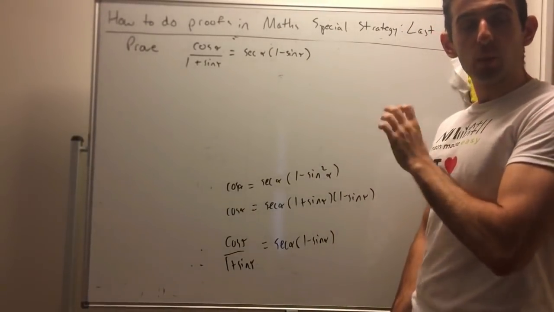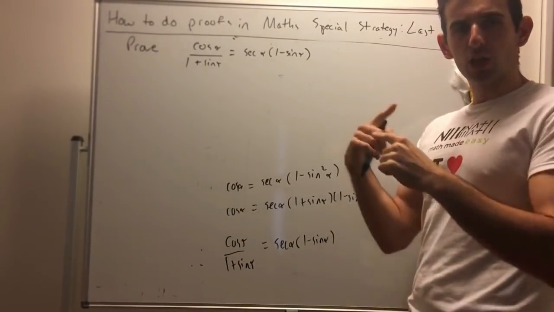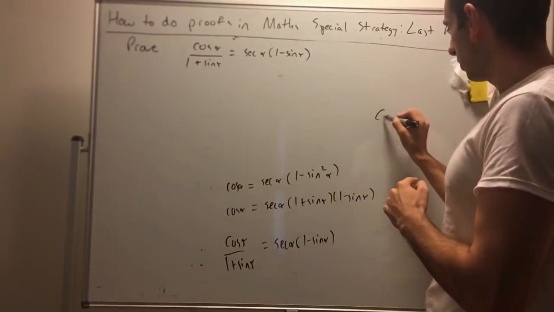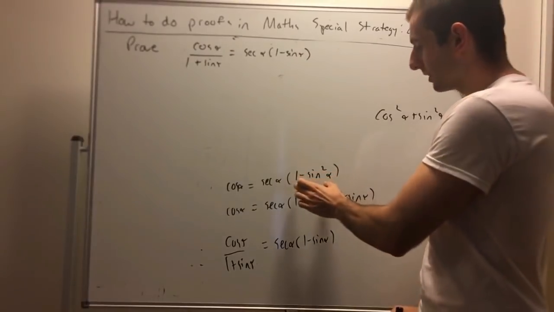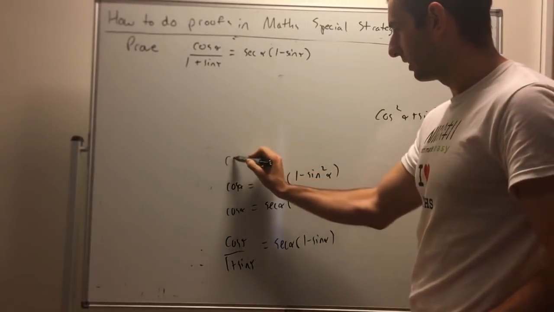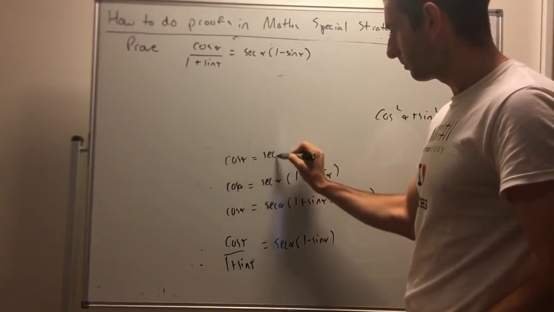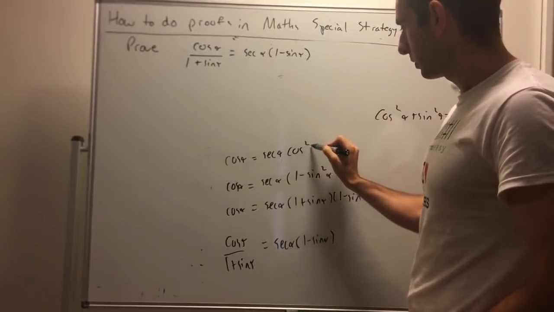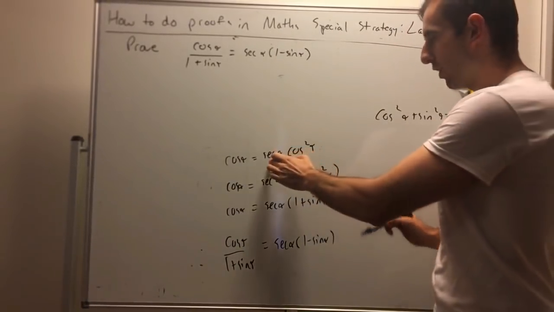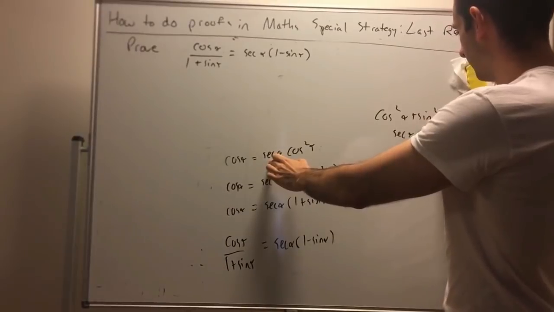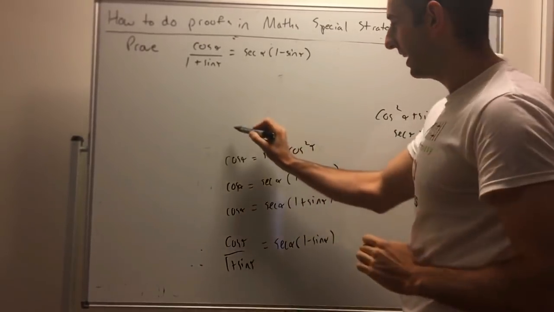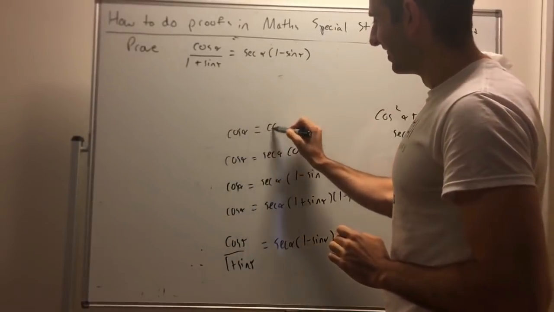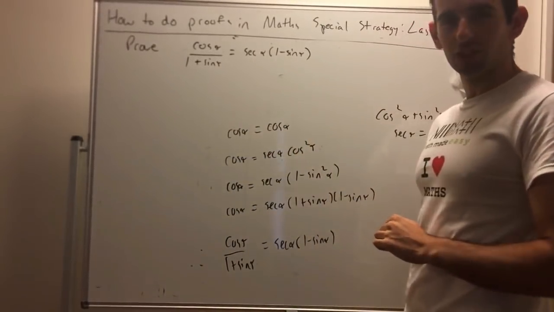So all I've got to know here is one basic identity: cos squared plus sine squared equals 1. So all I've got to know is this: cos squared alpha plus sine squared alpha equals 1. Because then that means this is cos squared alpha. And now all you need to know is that sec alpha equals 1 on cos alpha. So 1 on cos alpha cancels with that, and look at what we end up with: cos alpha equals cos alpha.